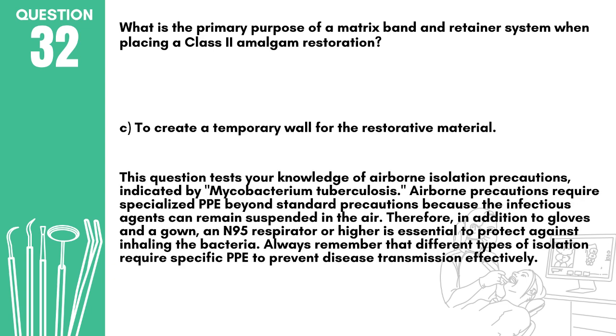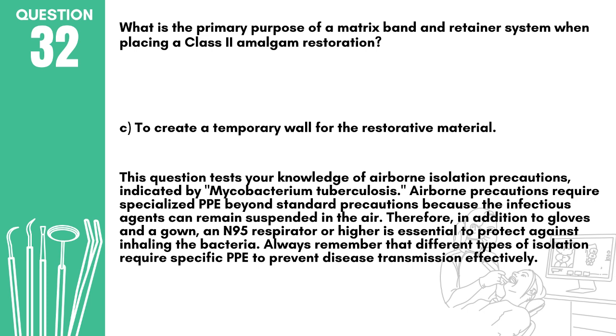Answer: C. To create a temporary wall for the restorative material. This question tests your understanding of restorative procedures, specifically the role of matrix systems. The concept is the function of a matrix band during a Class II restoration, which involves the interproximal surface of a posterior tooth. When a cavity extends to the side of a tooth, a matrix band and retainer system is essential to replace the missing tooth wall temporarily.